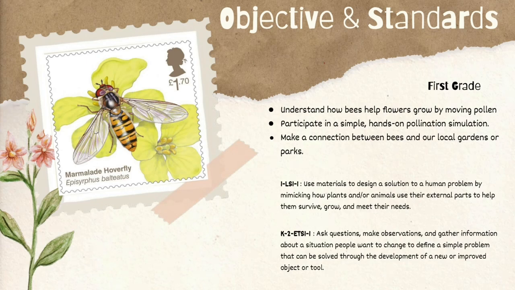or parks. This standard meets the 1-LS1-1 standard of using materials to design a solution to human problems by mimicking how plants and/or animals use their external parts to help them survive, grow, and meet their needs. And standard K-2-ETS1-1 by asking questions, making observations, and gathering information about a situation people want to change to define a simple problem that can be solved through the development of a new or improved object or tool.